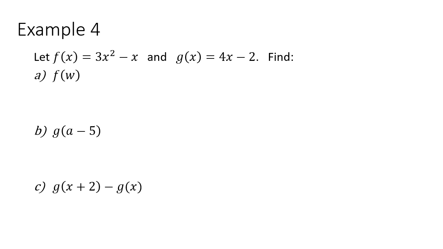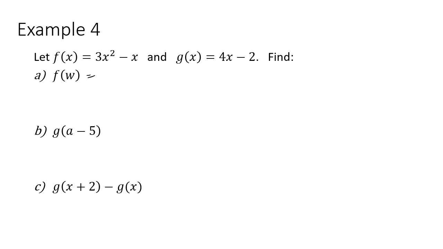This wouldn't work so well with the discrete functions. So now what we're going to do is take and plug in other variables or even other expressions into the functions and see how we handle that. So we've got two functions in this problem. f of x is 3x squared minus x, and g of x is 4x minus 2. In part A, we're asked to find f of w.